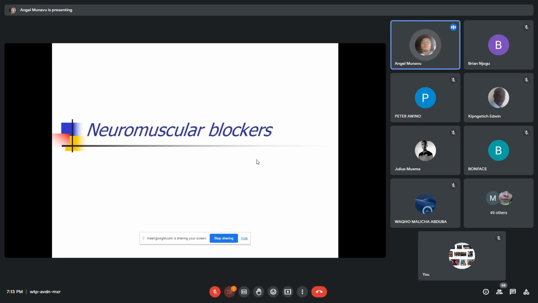The other reason why we want to paralyze a patient is the work of breathing. Breathing is work, it needs energy. So we want to take over the breathing of the patient so that we can rest the respiratory muscles, reducing the work of breathing. That's another reason why we want to paralyze the patient.